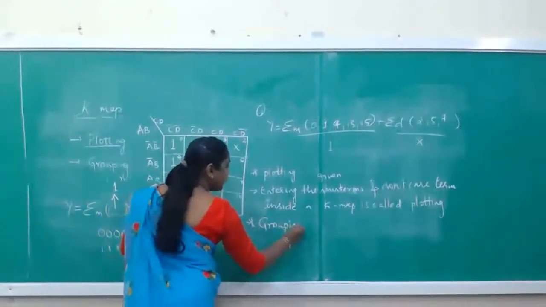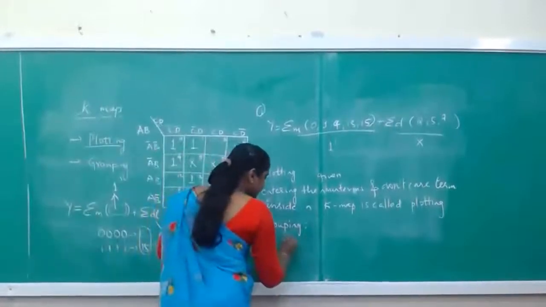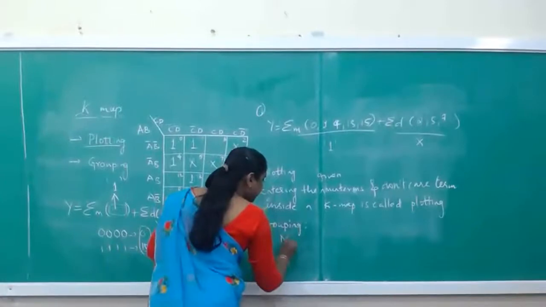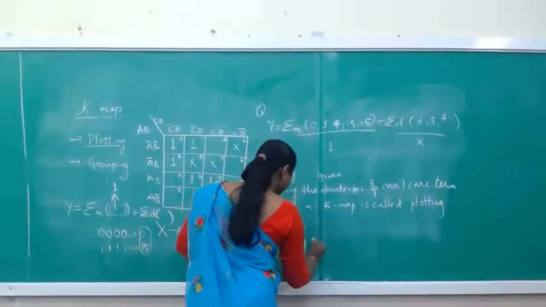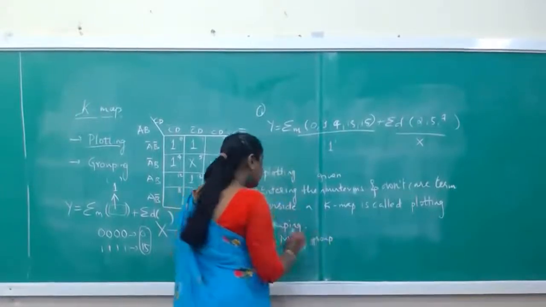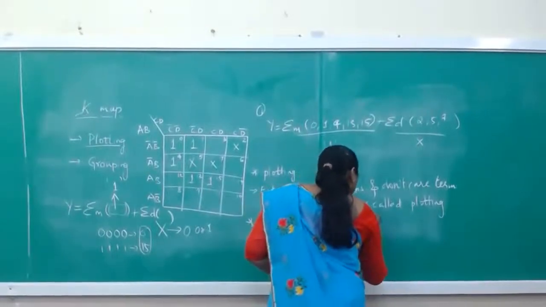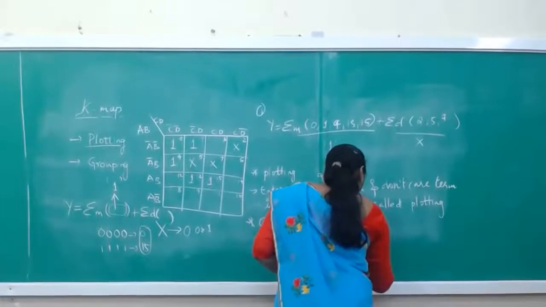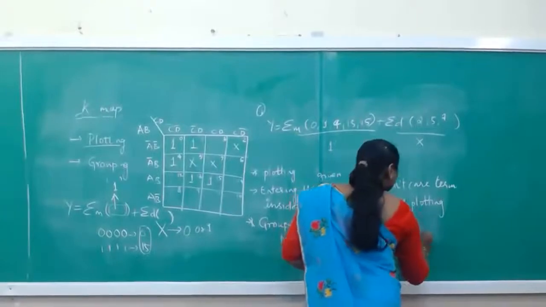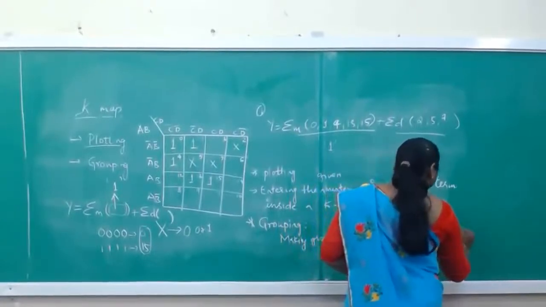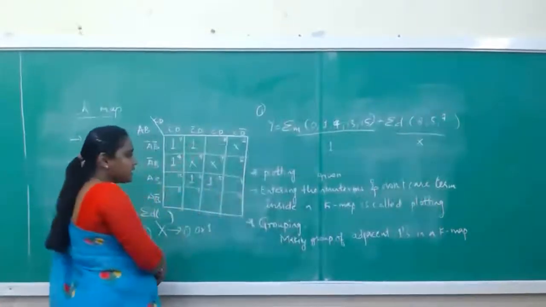Grouping. What we have to do now? Grouping is nothing but making combinations or groups. We will take a simple word as group only: making group of adjacent ones in a K-map. Adjacent ones means they should be next to one another.